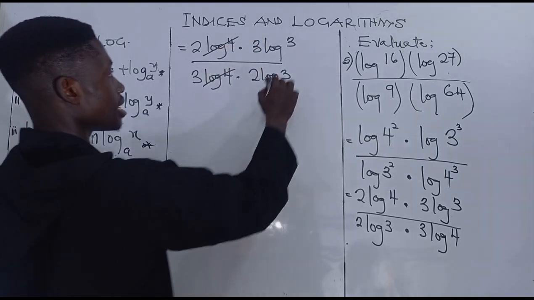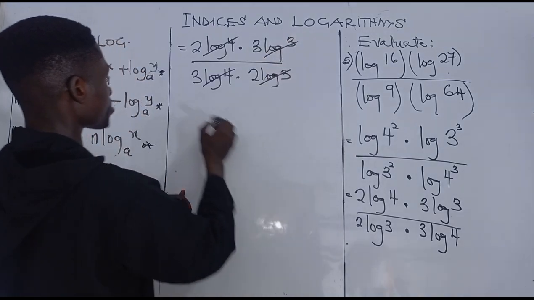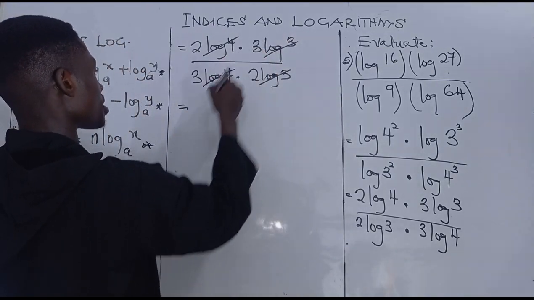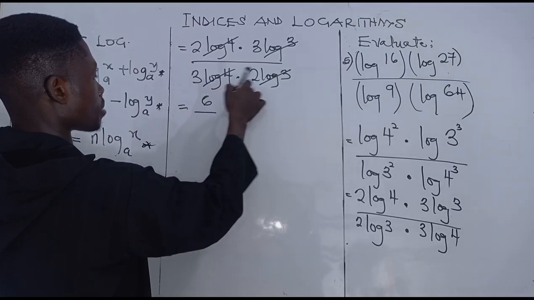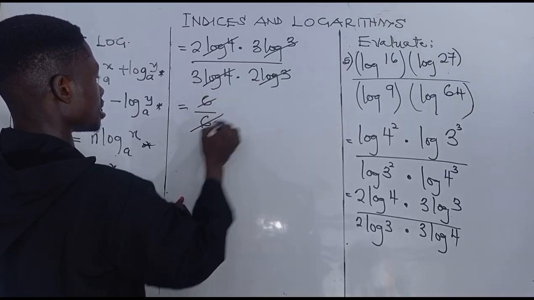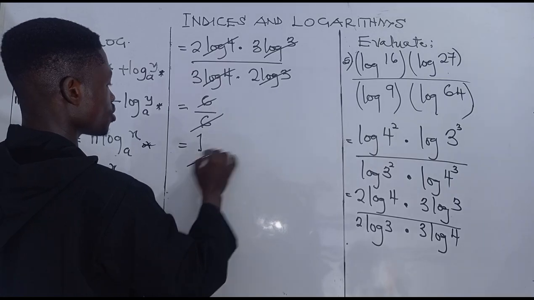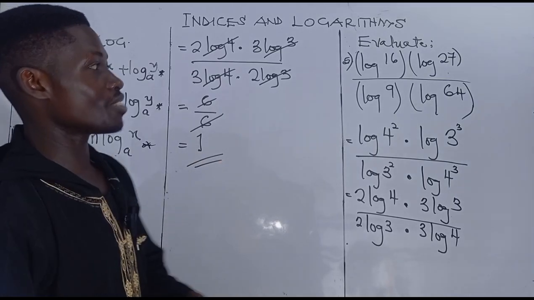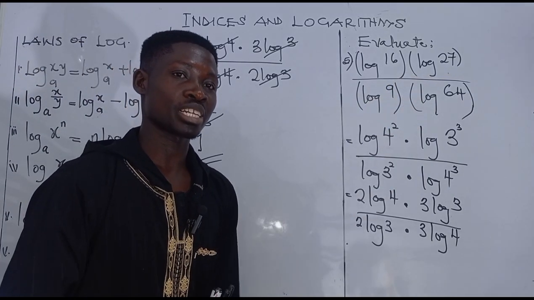So from here you can see that log of 4 cancels log of 4 because they are all multiplying and then they are dividing. Log of 3 will cancel log of 3. We are left with 2 times 3 will give us 6. 3 times 2 will give us 6. This will cancel this. We have our final answer, 1. And this is the value for this logarithmic expression.